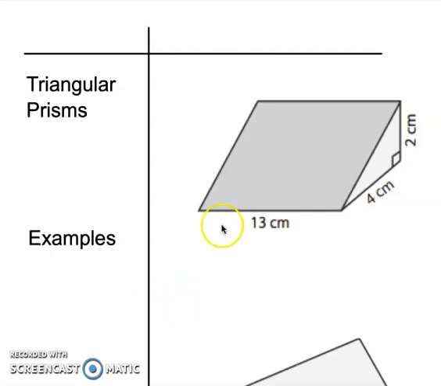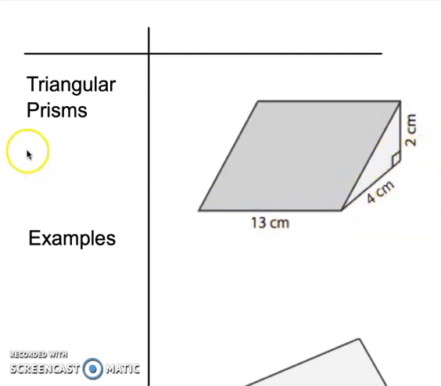So let's try a couple of those. If I see this prism here, I got my 3 dimensions, 13, 4, and 2. Please note that I am using the dimensions that are perpendicular to each other at right angles. I'm never using the slanted side as a dimension. Just like with triangles, the base and height need to be perpendicular to each other. All 3 sides need to meet at right angles in order to be the 3 dimensions.